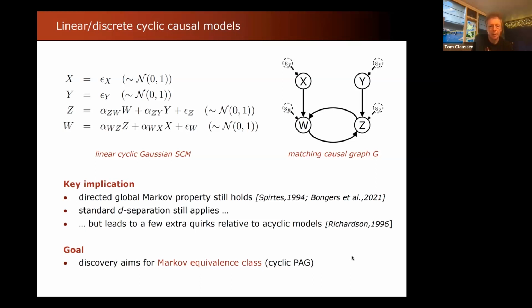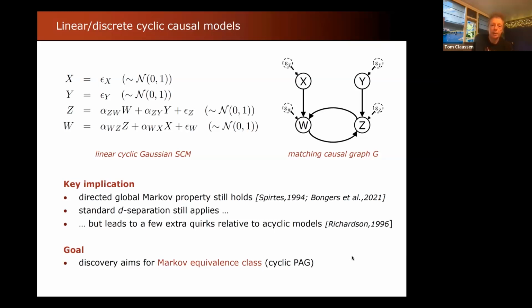It's again good to emphasize that these are not differential equations. These are the relations that hold in these static observed equilibrium situations. Depending on different contexts, you see different equilibrium situations arise. That's the data that we're looking at. So the key implication is that for these types of systems, in this case the linear cyclic Gaussian model, the directed global Markov property still holds. Essentially, it means that variables are independent of their non-descendants given the parents. So the main thing is that the standard d-separation that we used in the acyclic case still applies.